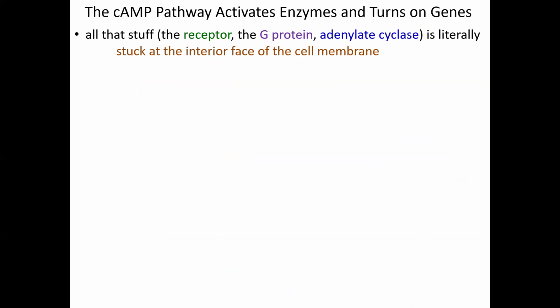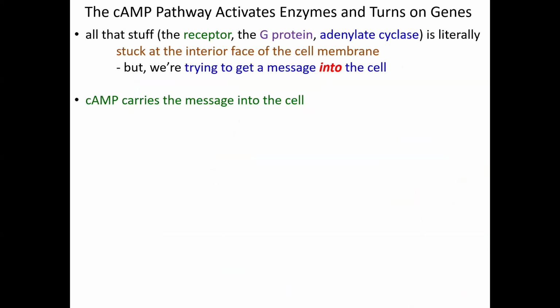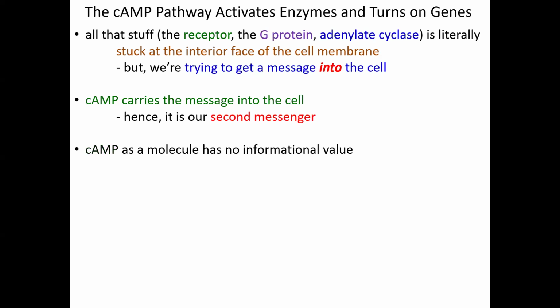All of that stuff, the G protein coupled receptor, the G protein itself, the enzyme, in this case adenylate cyclase, all of that stuff is membrane bound. It's stuck at the interior face of the cell membrane. But for signal transduction to be successful, we're trying to get information into the cell. And that's why we need the second messengers, because the second messengers are small and diffusible. So the second messenger carries the message into the cell. And in this example, the second messenger is going to be cyclic AMP.